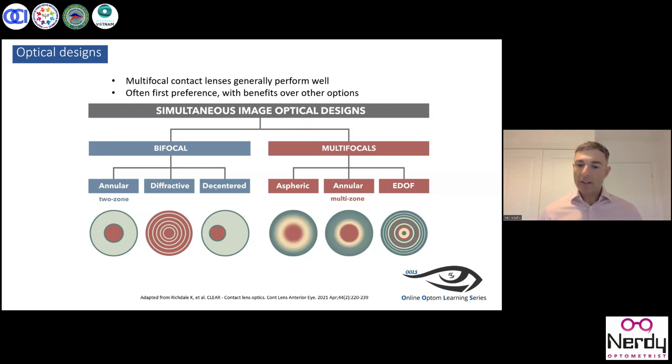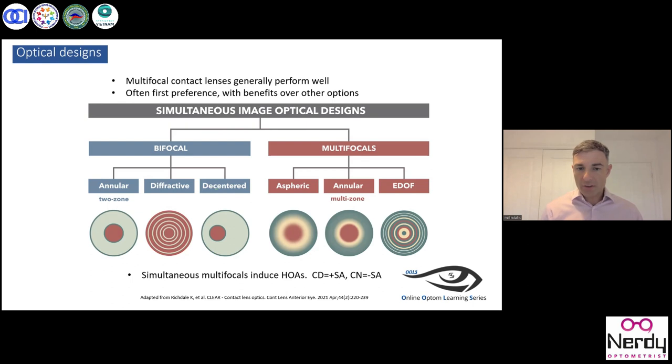You've got multi-zone and you've got these extended depth of field ones that are designed to try and increase the depth of focus by giving a little bit more flexibility as it progresses from the center distance out towards the reading. So there's lots of choice out there. But what they all involve doing basically is looking at how you can play with higher order aberrations, and they will all induce them to different levels in different places. And that's why someone might prefer one design and someone else might prefer another design.